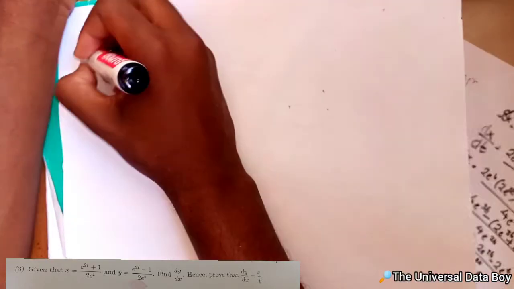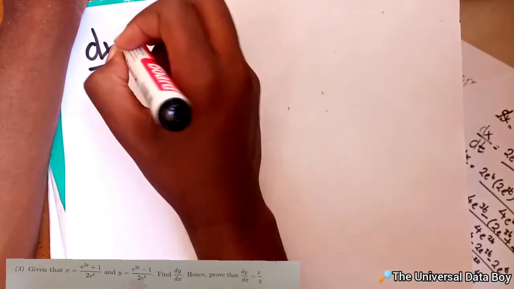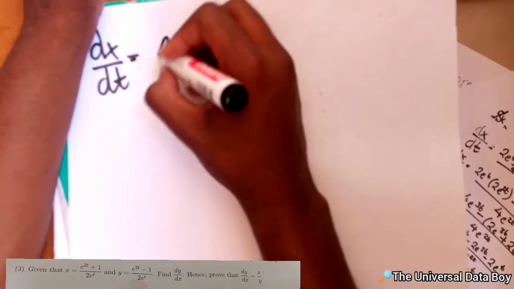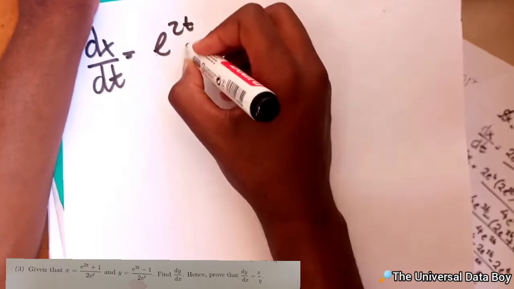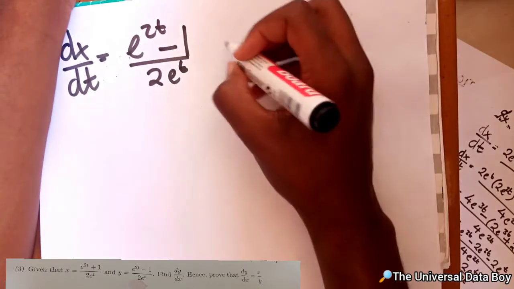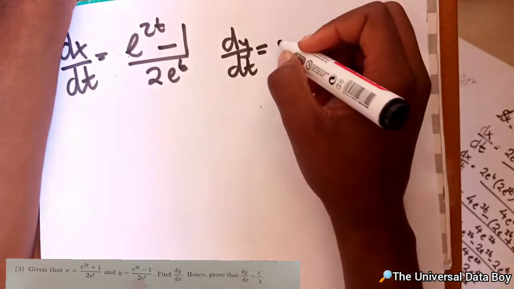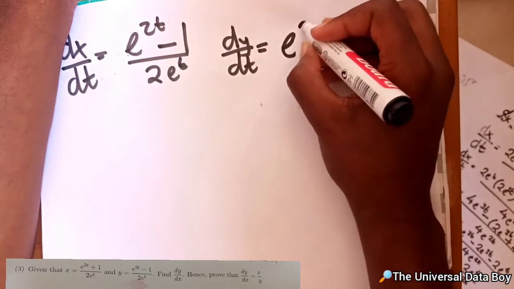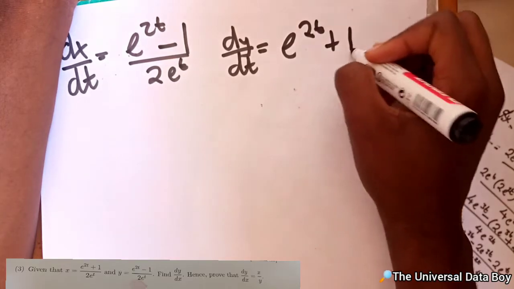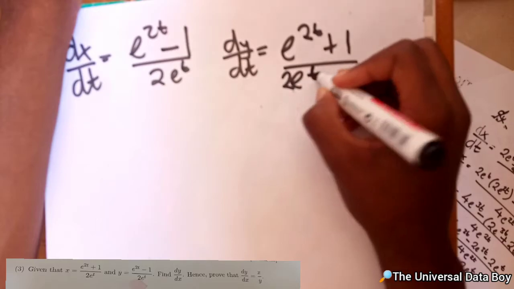So we have our dx over dt to be equal to e to the power 2t minus 1 over 2e to the power t. Our dy over dt is going to be equal to e to the power 2t plus 1 over 2e to the power t.